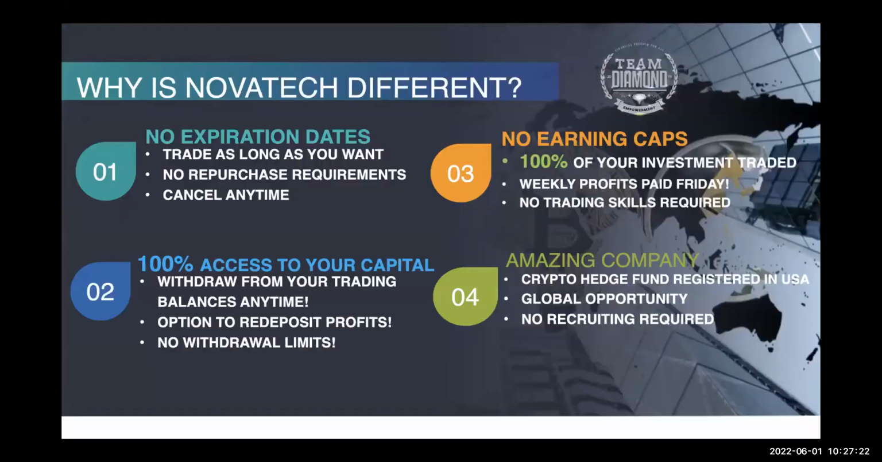So why is Novatech different? I was kind of sharing with you guys. Now, Novatech might smell like something you've seen before, but it's absolutely like nothing you've ever seen before. There are no expiration dates. You can trade for as long as you want, right? So you can trade for 10 years, as my mom was sharing with you, or you can trade for a shorter period of time. There are no repurchase requirements. If you want to take your money out, you absolutely can, and you can cancel at any time. 100% of your investment is traded. Not 70%, not 60%, not half of it. Your weekly profits are paid Friday. We call it Friday.